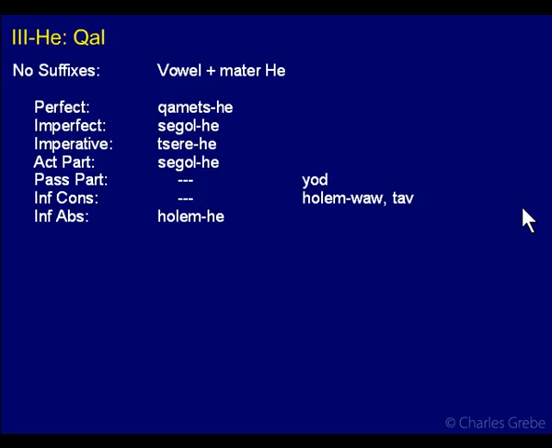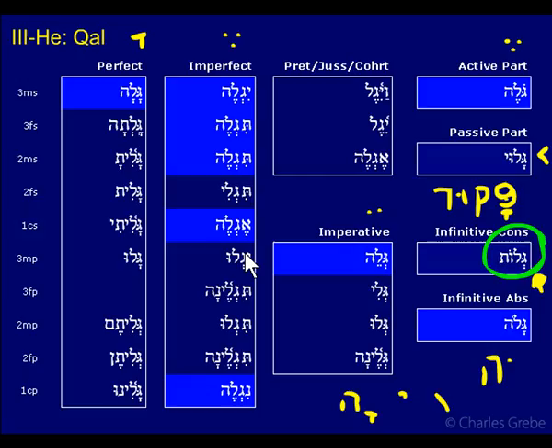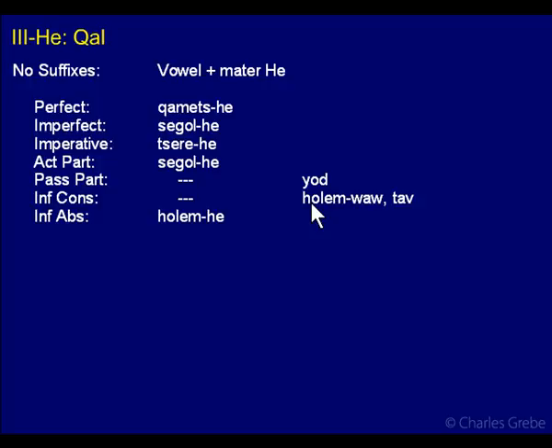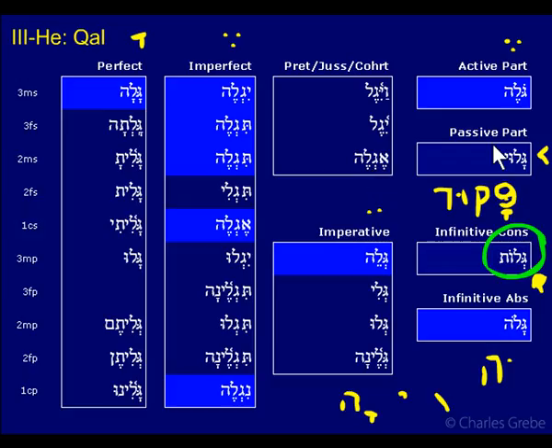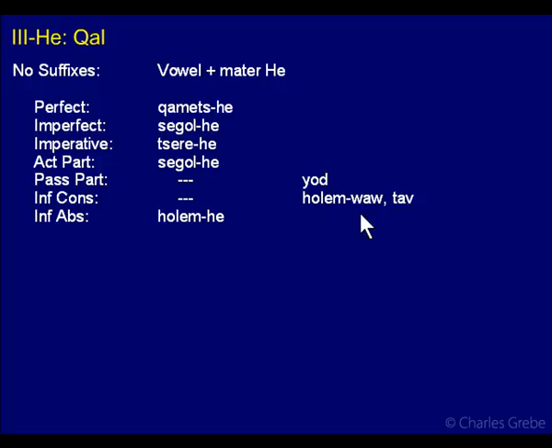Okay, so rule number 1 is if there are no suffixes, you have a vowel of some sort plus the mater he. And these are them. I just outlined them to you. You don't need to memorize all that. I wouldn't bother. Just recognize that without suffixes, you have a vowel plus mater he. And then in the passive participle, your yud shows up. That's this yud I'm talking about, because these were originally third yuds. Other than that, it's just like the strong verb. And with the infinitive construct, you have this holem vav tav, this thing, and that's an oddball. Something to know. That's the ending. It looks like a participle or a noun, but it's not. It's an infinitive construct.